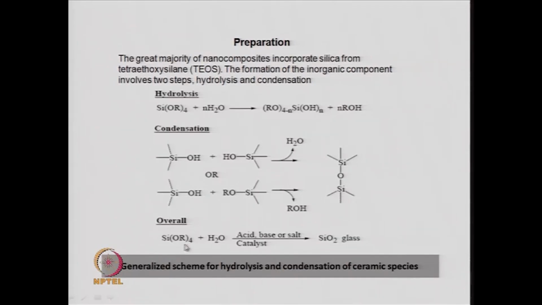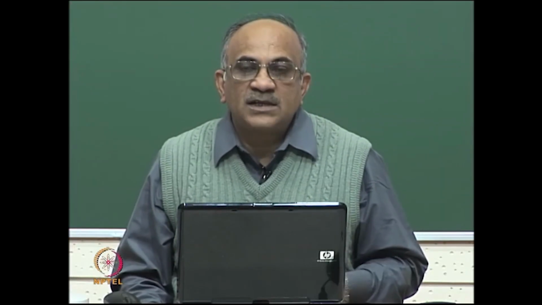The overall process can be written as tetraalkoxysilane with water in the presence of acid, base or salt as a catalyst, and then you get silica or silicates depending on other metal ions present. So, this is a general scheme for hydrolysis and condensation, and it has been used largely for making silica nanocomposites or titanium nanocomposites, and also in recent days on other types of nanocomposites of niobium and tantalum, etc.